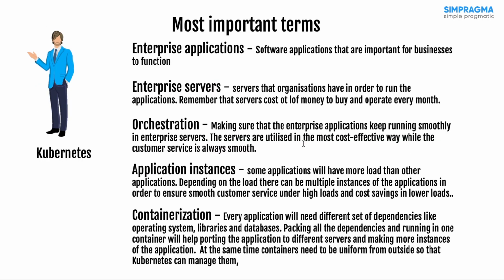Again, here are the important terms. Enterprise applications are the applications necessary for smooth functioning of the enterprise. Enterprise servers are the servers rented or bought by the enterprise to run its applications. Orchestration is the process by which Kubernetes manages to operate all these applications in the enterprise servers. Application instances are copies of the applications. Containerization is packaging of applications and its dependencies so that Kubernetes can manage them.